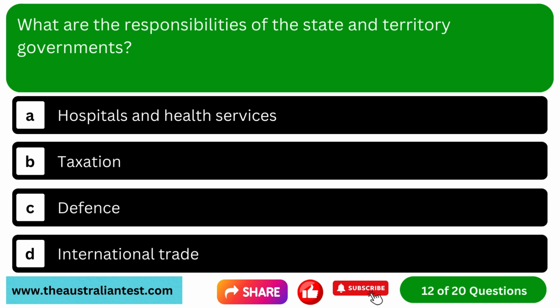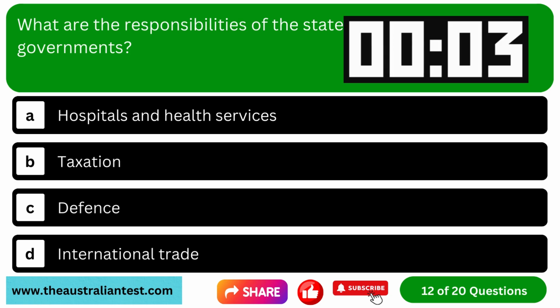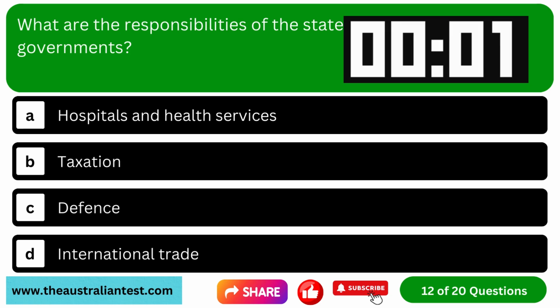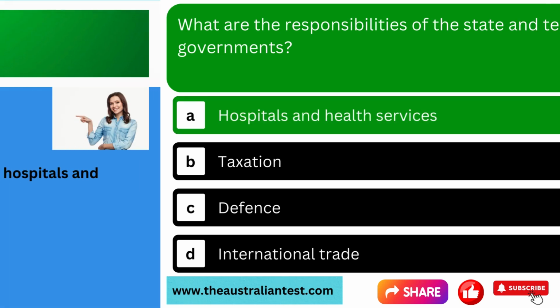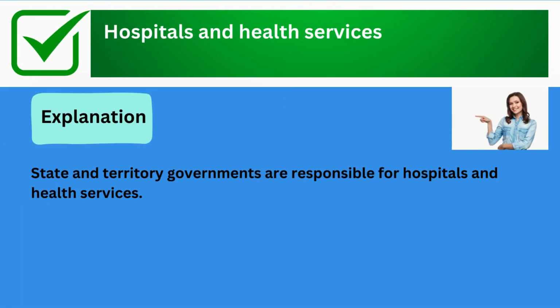Question 12. What are the responsibilities of the state and territory government? Option A, hospitals and health services. Option B, taxation. Option C, defense. Option D, international trade. The correct answer is hospitals and health services. Explanation: state and territory governments are responsible for hospitals and health services.